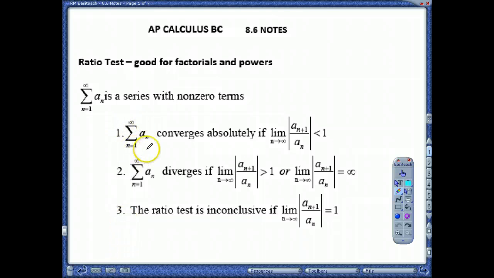Your series is going to converge absolutely if the limit of its n plus 1 term over its nth term is less than 1. It's going to diverge if that same n plus 1 term divided by the nth term is greater than 1 or equals infinity. Okay, and surely we all know infinity is greater than 1. The ratio test is inconclusive, which means we're going to have to try another test, if that ratio equals 1.